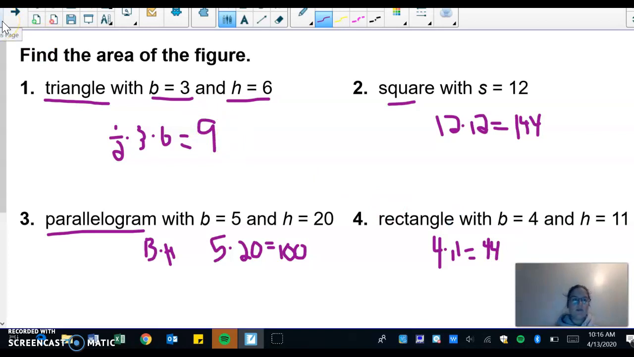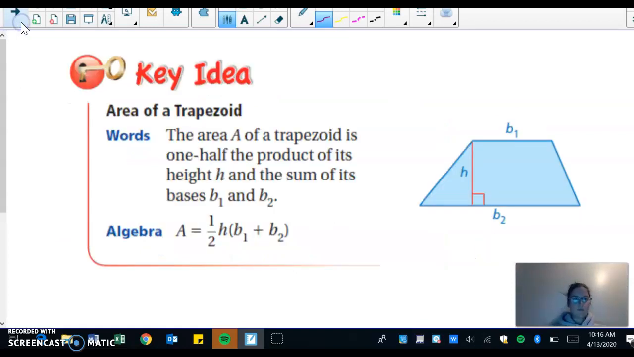And then the next shape you're going to learn, again, at any time, pause, go back, rewind, fast forward, try these on your own. The next shape is a trapezoid. Trapezoid's a little tougher. It is essentially two triangles and a rectangle, but the formula for area of a trapezoid is 1/2 times your height times the sum of both your bases. So again, it is 1/2 the product of its height and the sum of base 1 and base 2.